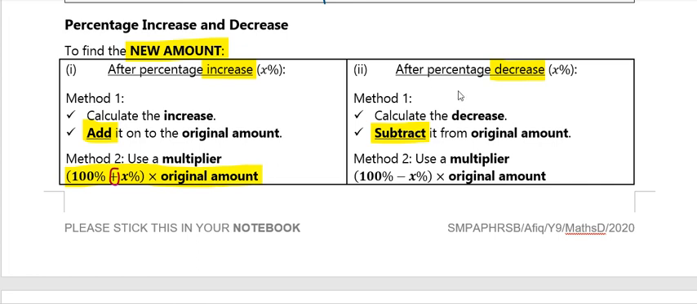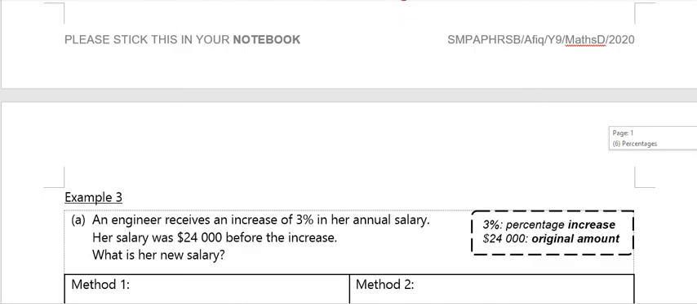So similarly to decrease, instead of adding, you are subtracting. So the original representation, which is 100%, is subtracted from because of the decrease. So this one is the shortcut formula for decrease. Okay, so let's start here.